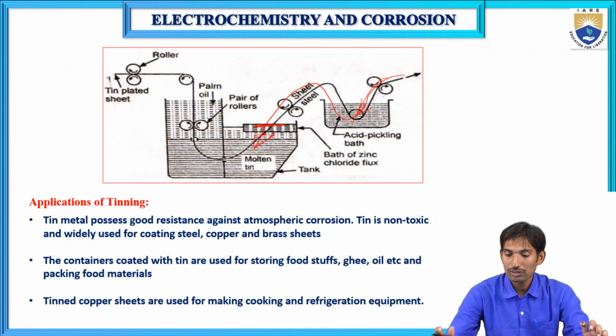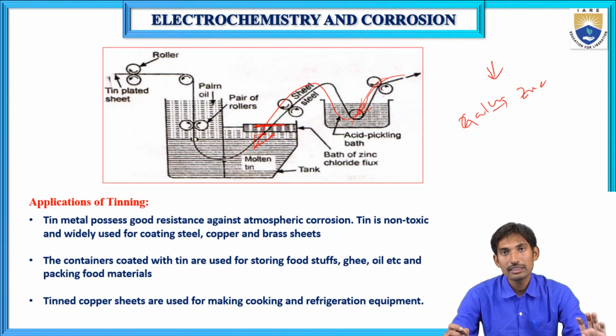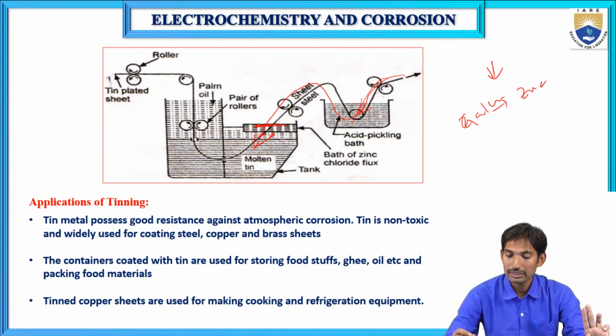tinning. In the tinning process, we have to coat with two metals. In the galvanizing process, we coat our base metal with zinc metal only. But in the tinning process, we have to coat with two metals. In the first one, our base metal is coated with zinc.